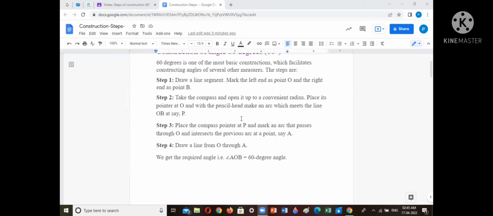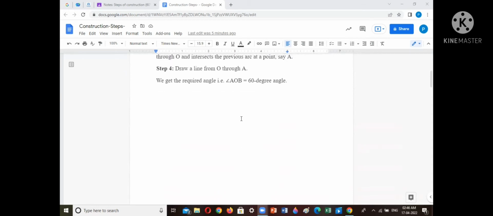Step 2 is to take the compass and open it up to a convenient radius and place its pointer at O, and with the pencil head make an arc which meets the line OB at say point P. Step 3 is to place the compass pointer at P and mark an arc that passes through O and intersects the previous arc at a point, say A. Now draw a line from O through A. So we would get the required angle, which is angle AOB, as the 60-degree angle.